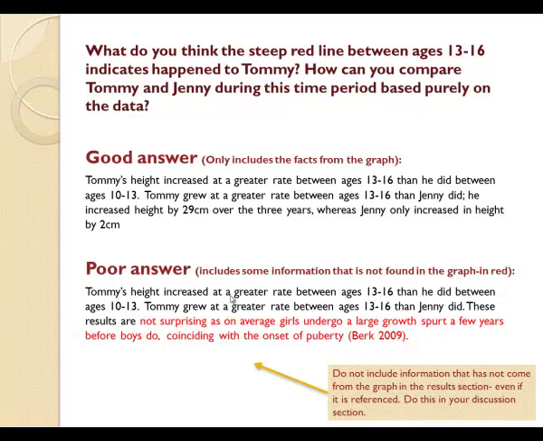These results are not surprising, as on average girls undergo a large growth spurt a few years before boys do, coinciding with the onset of puberty. And it's got a reference there. That might be valid in your discussion, but when in your results section you're writing about what's in your graphs and tables, you should not include any information that is not included in your graph.